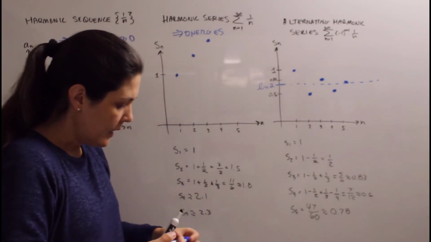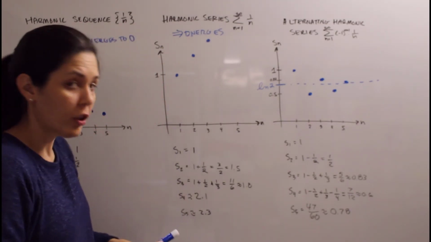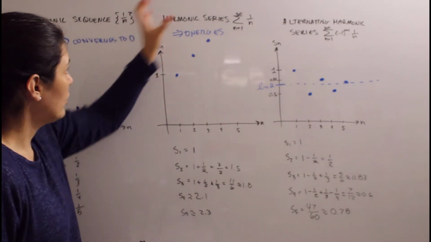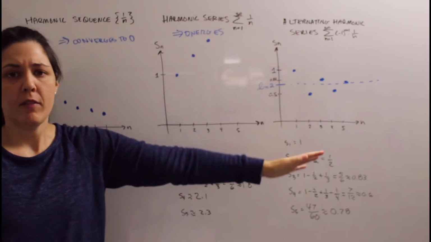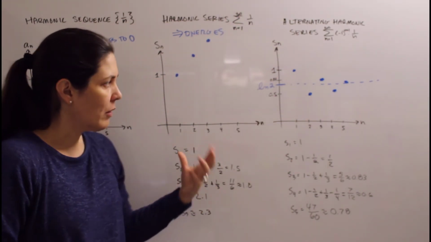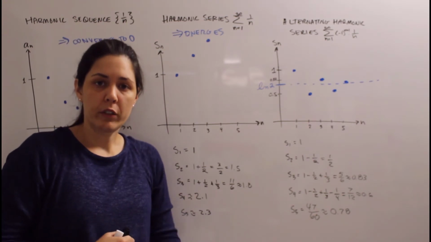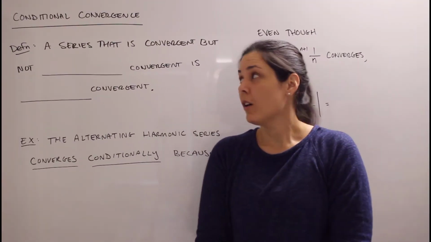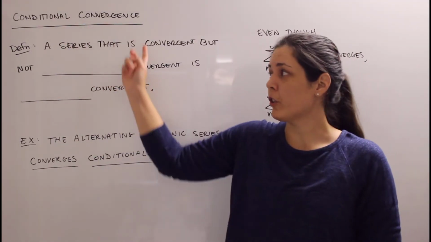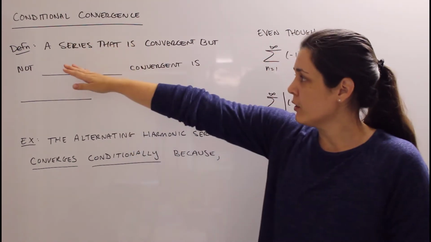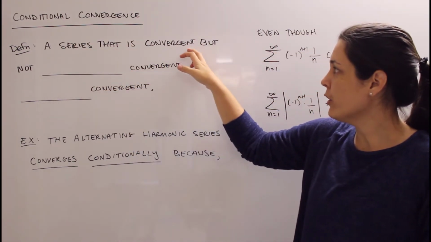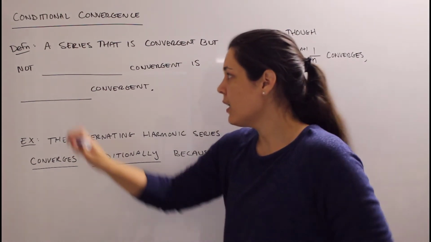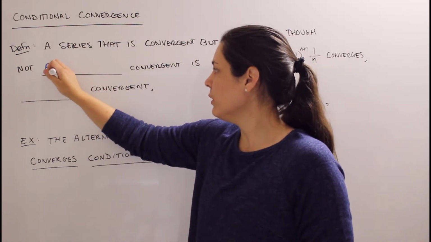Now, because these same terms, the same type of sequence but turned into a series, have different behavior, this leads into what we're going to talk about now, which is conditional convergence. Okay, so conditional convergence, here's the definition: a series that is convergent but not absolutely convergent.